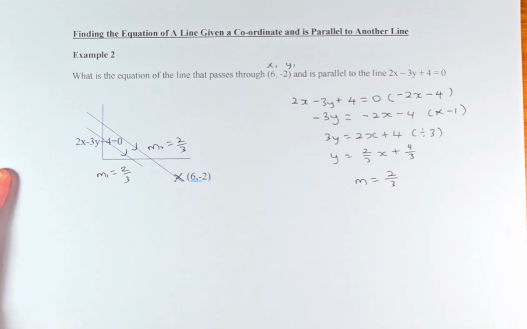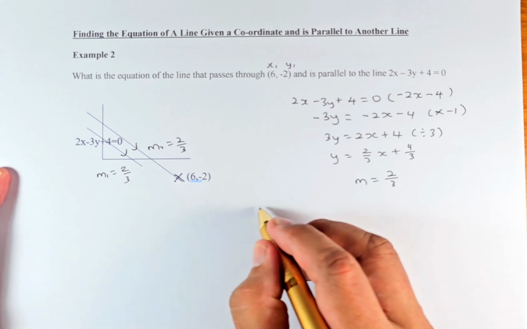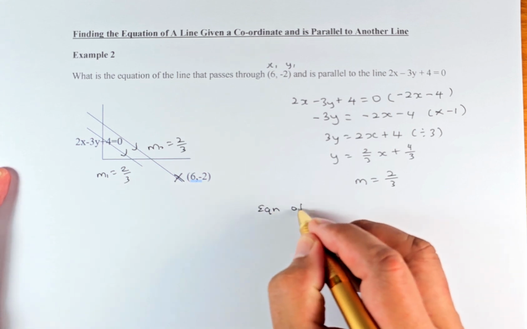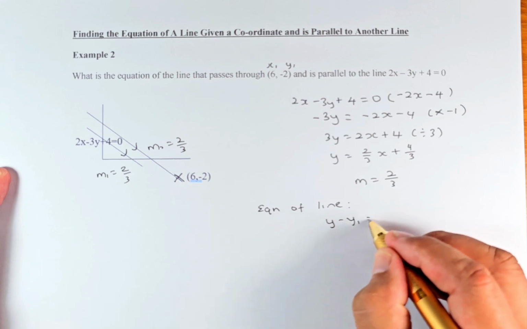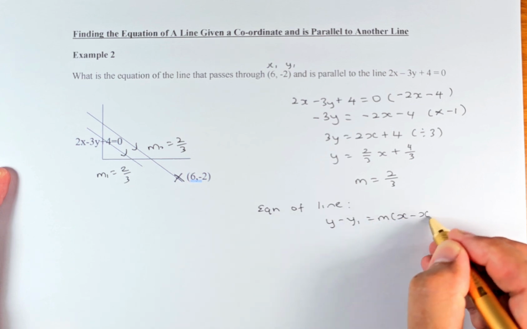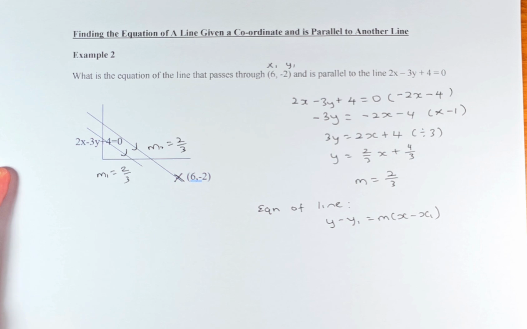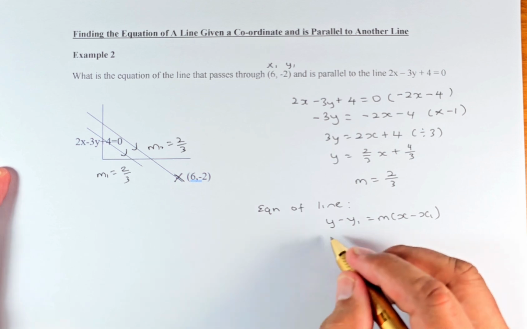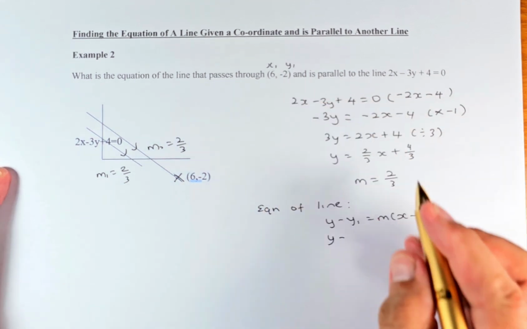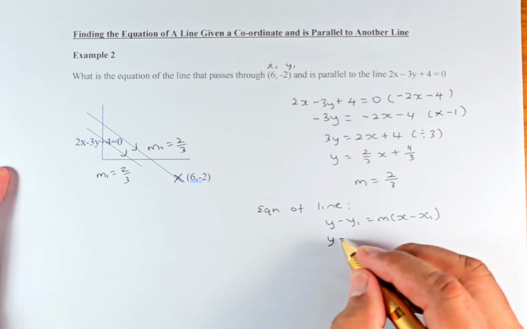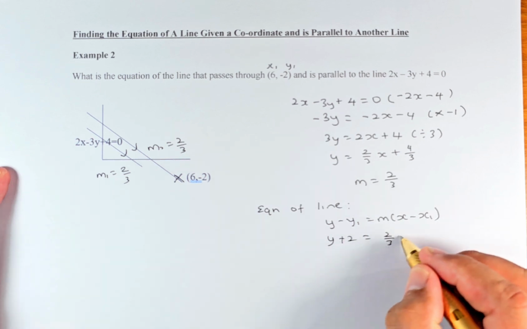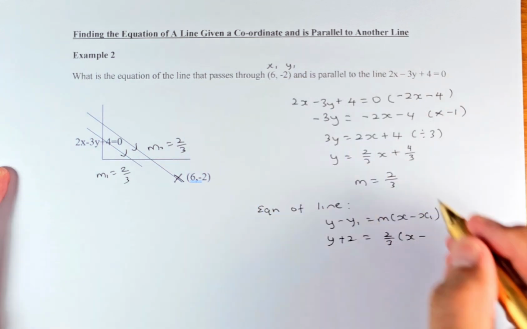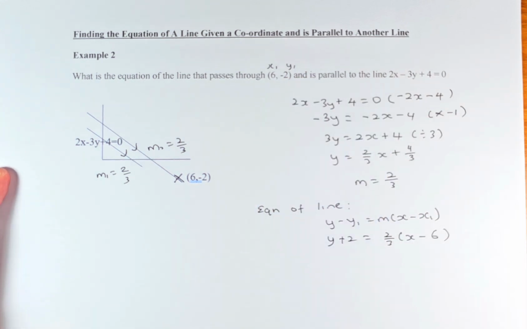Once we know the gradient and we know the coordinate, we are going to substitute into the equation of the line. So equation of line, okay, you need to remember this formula, okay, y minus y1 equals m times (x minus x1). So what we do, we're going to substitute y1, x1, and m into the equation. So y, the y1 is minus 2, so y minus minus 2 becomes y plus 2. Gradient is going to be 2/3, x minus 6. So far so good? Great.